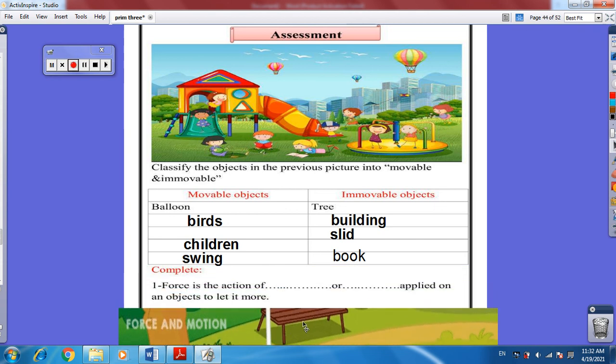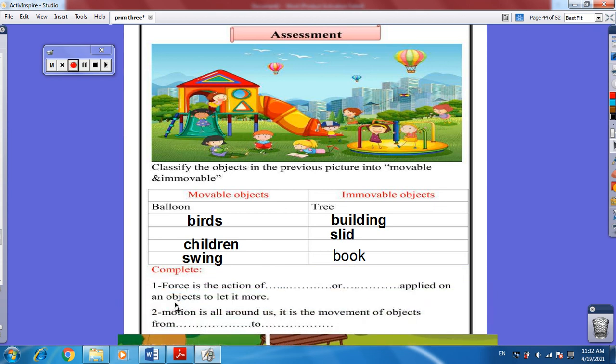Number 2, complete this question. Sentence number 1. Force is the action of. What will we do in force, or what is the definition for force? Yes, I hear you. Yara, push or pull. Excellent. That is applied on an object to let it move from one place to another place, or causes motion. Motion is all around us. It is the movement of objects from.